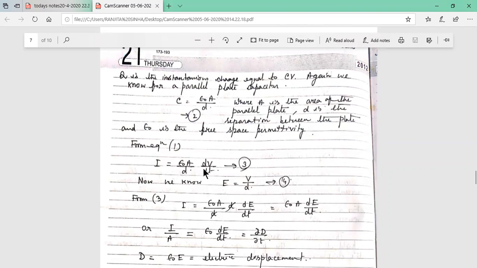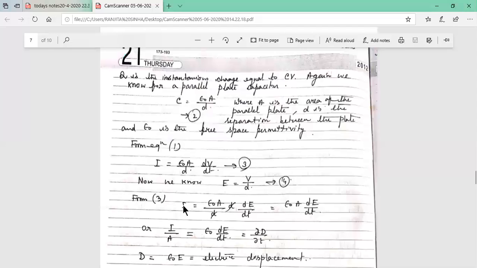Now coming to equation number 3, I equal to epsilon 0 A by d into dV by dt. Now this V value is replaced, V equal to E into d. We have replaced the value of V in terms of E. So capital V equal to E into small d, so we have d by dt of E into small d. Small d is constant, so putting it outside, it is dE by dt. Now this d cancels, and what remains? I equal to epsilon 0 A into dE by dt.